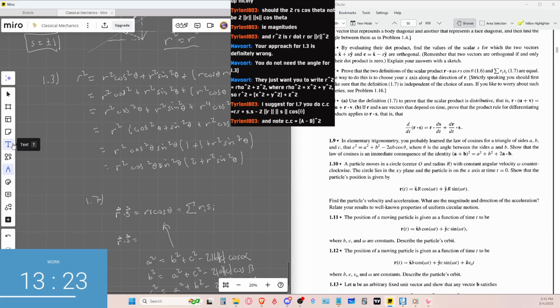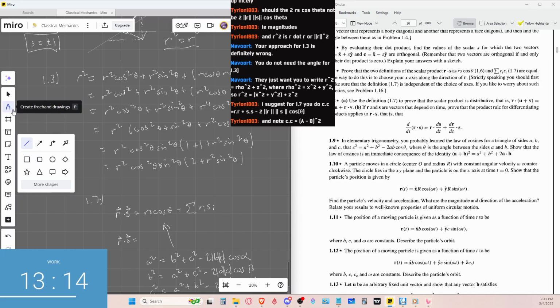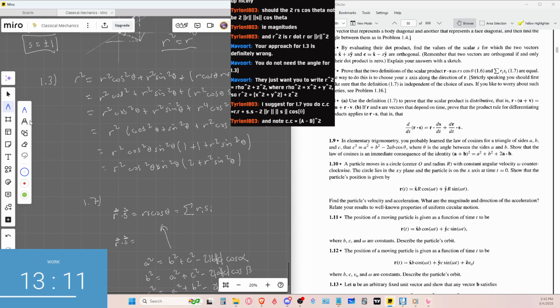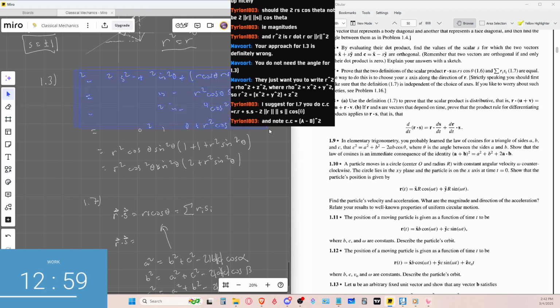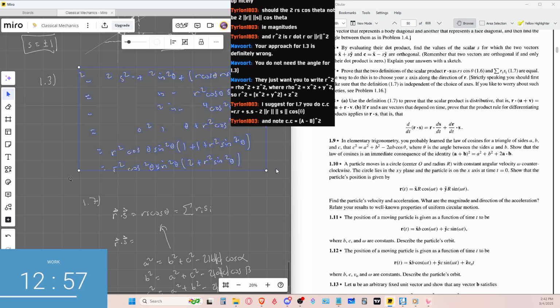Okay, so what you're saying, Mavort, no, that's not what I want. Where is the pen? So we'll just erase this. Actually, do this. Oops. Take that. Backspace.